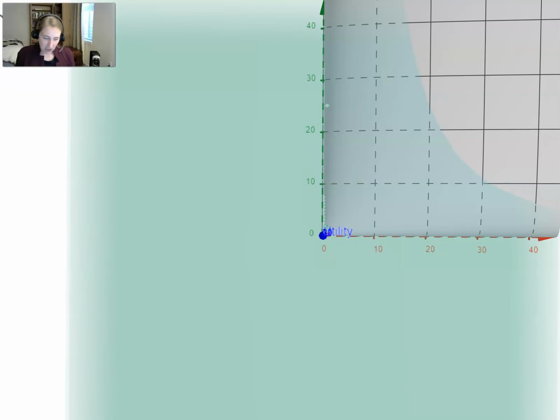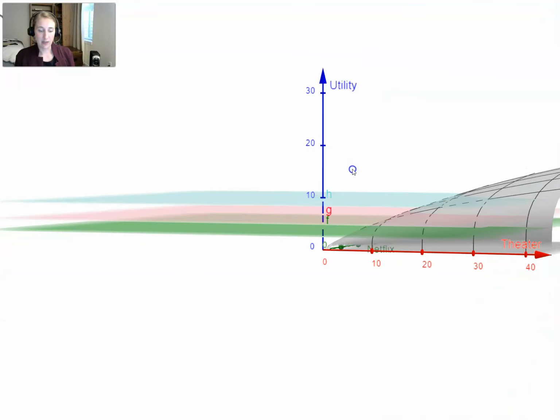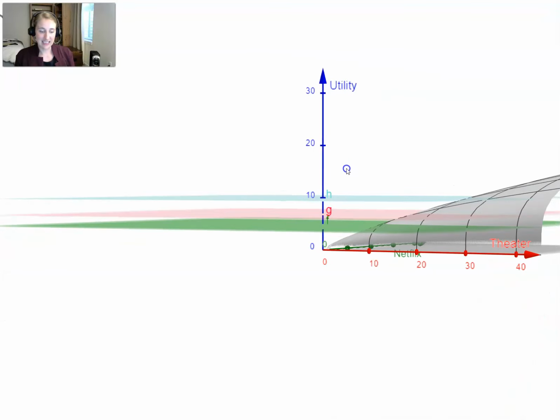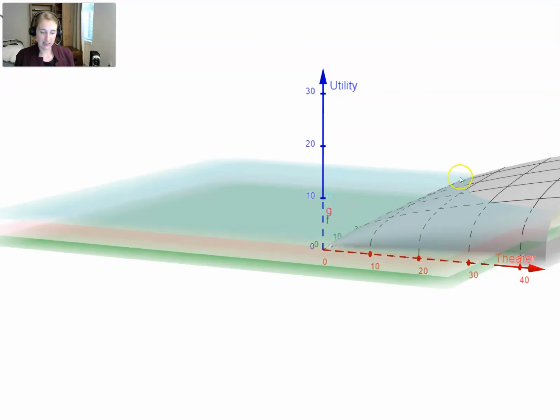And now I want to change it around, because all those indifference curves are slices of a 3-dimensional object. So now I have that same function. So I've got theater on the x-axis, Netflix on the y-axis, and utility on the z-axis. Utility is height. Now, this will be familiar to a lot of you because we live in Colorado and we see this all the time.